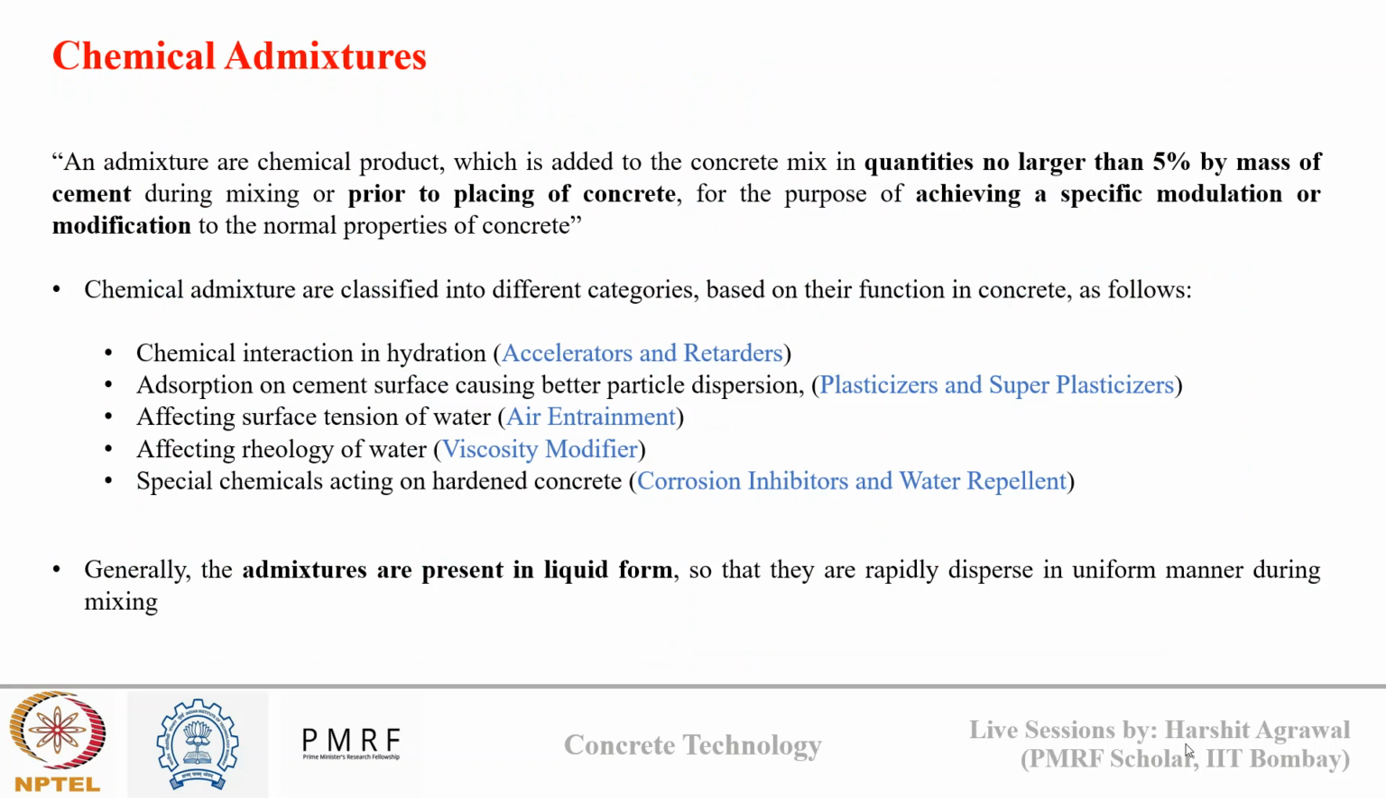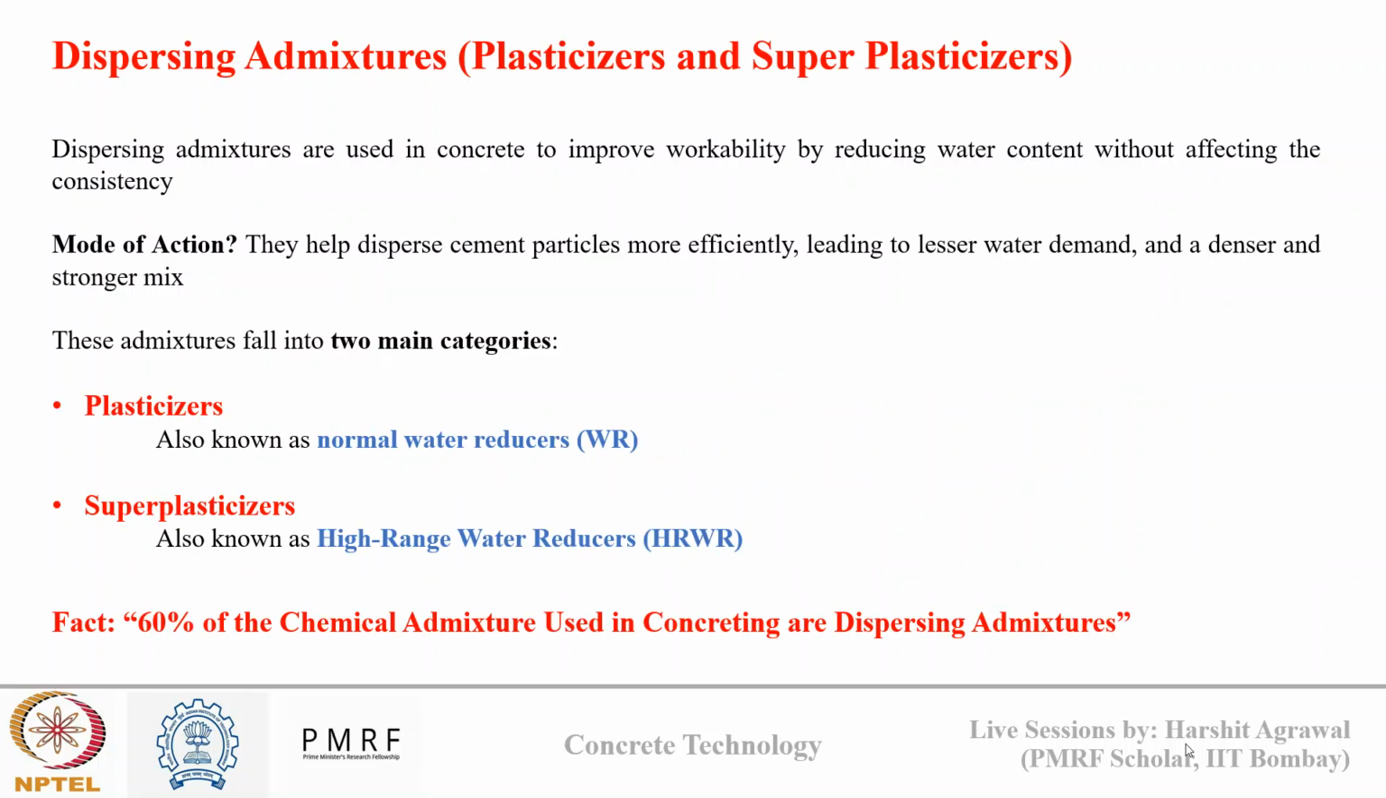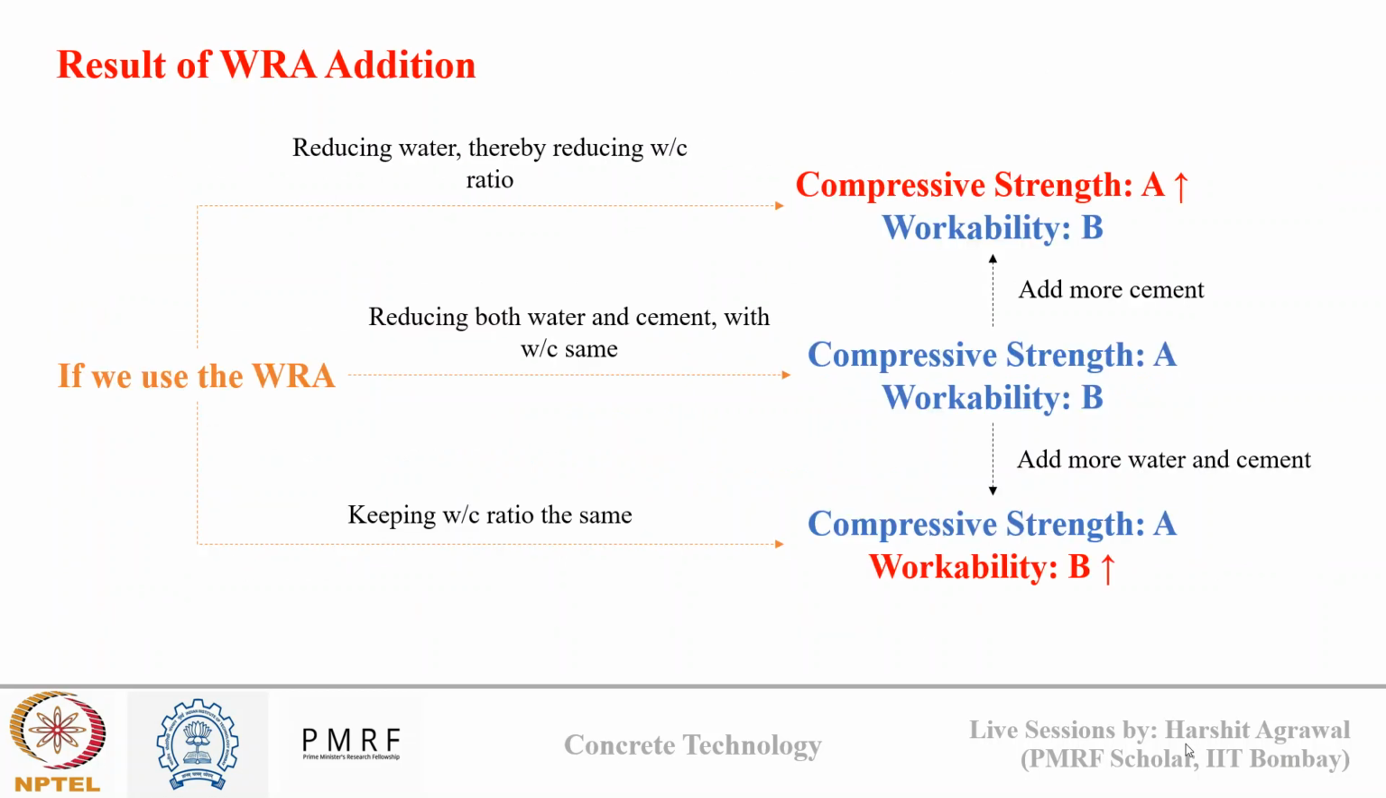Those who affect the surface tension of water, which are air entrainment admixtures. Those who affect the rheology of water are viscosity modifiers, and some special chemicals which act on the hardened concrete, like corrosion inhibitors and water repellents. Now, we discussed in detail about dispersion admixtures, which includes plasticizers and superplasticizers. We talked about their action, application, and basic chemistry behind their action.